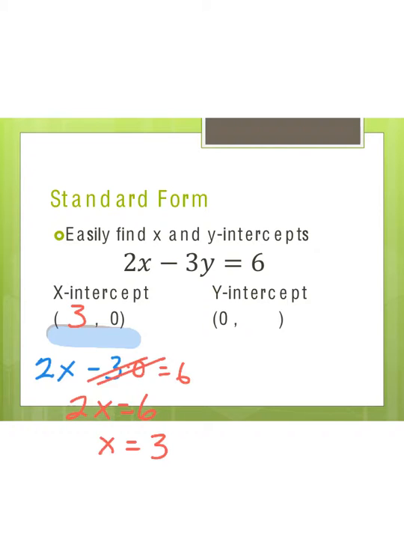You can do the same thing with the y-intercept without writing anything down. The way I think about it is, the y-intercept is always when x is 0, so I'm going to let x equal 0. 2 times 0 is 0, I don't even have to look at that anymore. So now I just have to solve -3y equals 6, which is -2, because 6 divided by -3 is -2. So you can easily find the x-intercept and the y-intercept without doing a lot of math. I don't write everything down, actually.